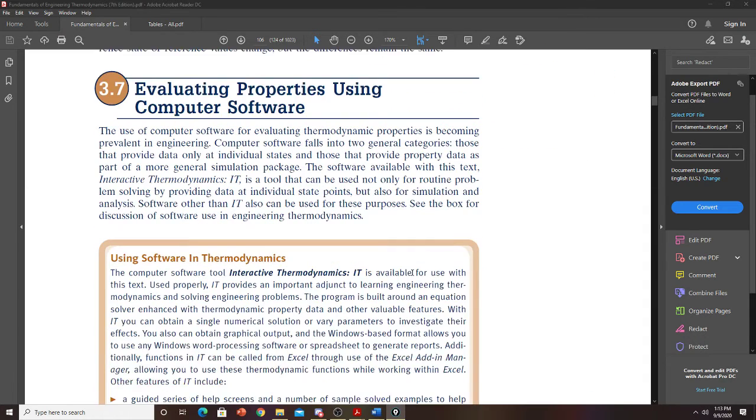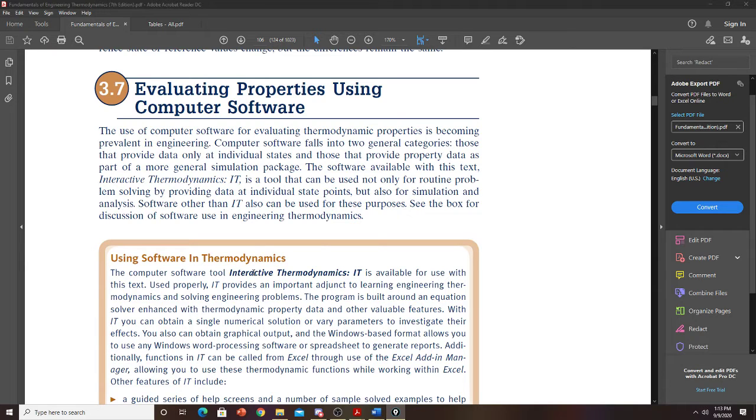Not really. Okay, so let's move on to 3.7. Real quick, I don't think that this is super important because we're not actually going to use it. You're never going to actually use this software. So there's two different books. There's one thermodynamics book, which is the one we're using, where they use interactive thermodynamics.